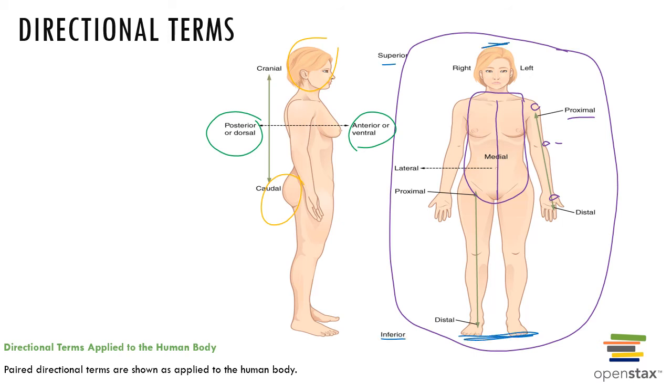And again, that's a relative term because we can say the nose is superior to the umbilical, but the umbilical is superior to the knee, and the knee is inferior to the hip and so forth. So a lot of it is relative to one another.